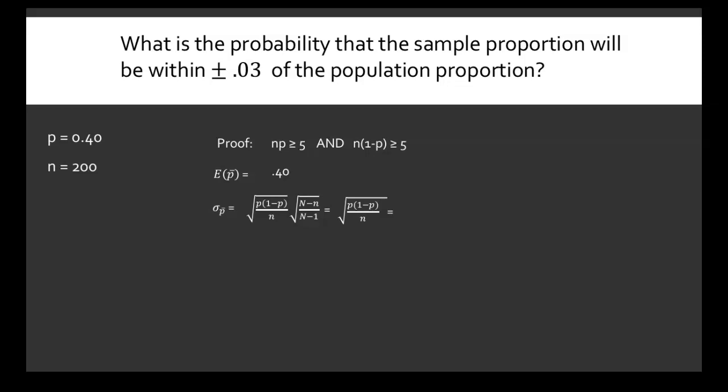So now we just plug in the pieces that we know. We know that our p is 0.4 and we know that our n is 200. So we plug that into our formula. That will work its way down to 0.24 over 200, and the square root of that gives you your standard error of 0.0346. So now that we've solved each of those parts, we can draw our bell curve and put our expected value on our bell curve.